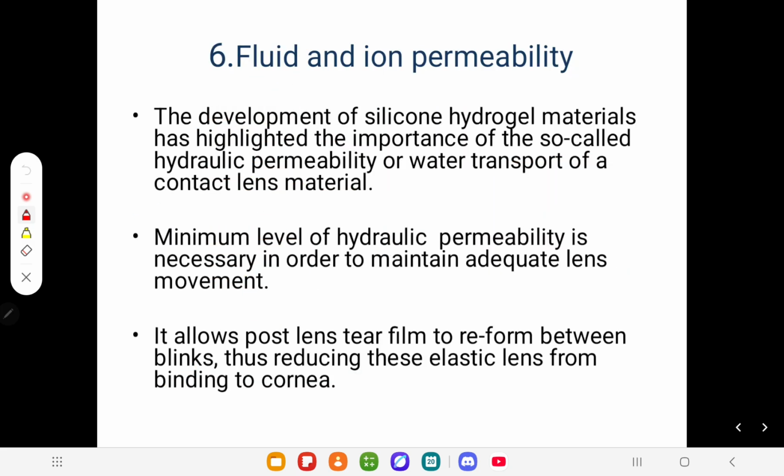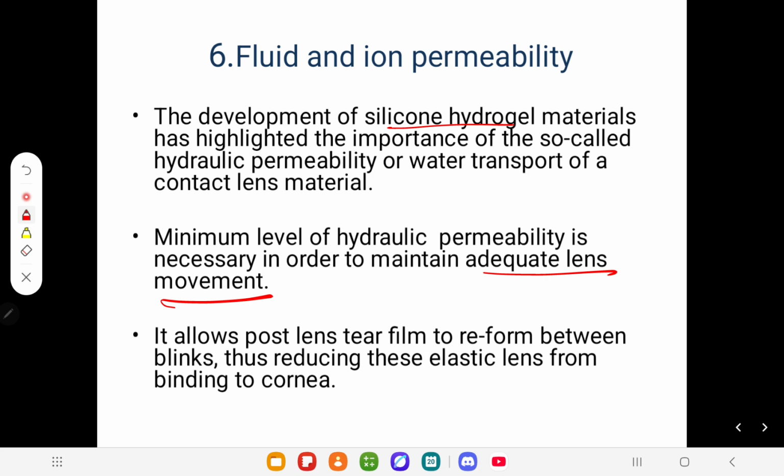Okay, so let's move to fluid and ionic permeability. What do we mean by that? The development of silicone hydrogel materials has highlighted the importance of the so-called hydraulic permeability and water transport, because whenever there is no passage of fluid or ions through the contact lens from anterior to posterior, the contact lens gets stuck. That's the problem. So a minimum level of hydraulic permeability is necessary in order to maintain adequate movement. That's what I'm talking about.